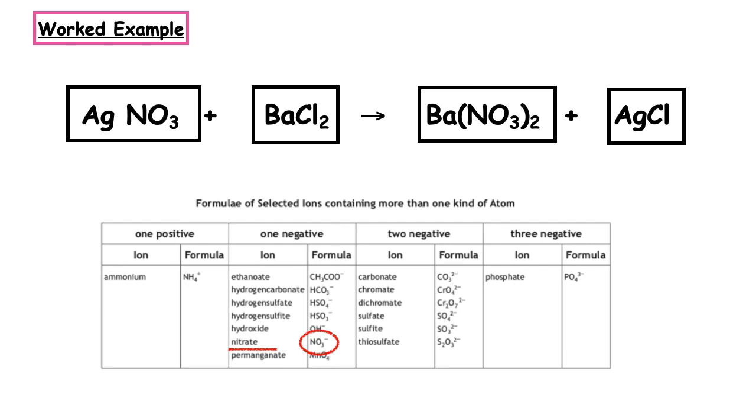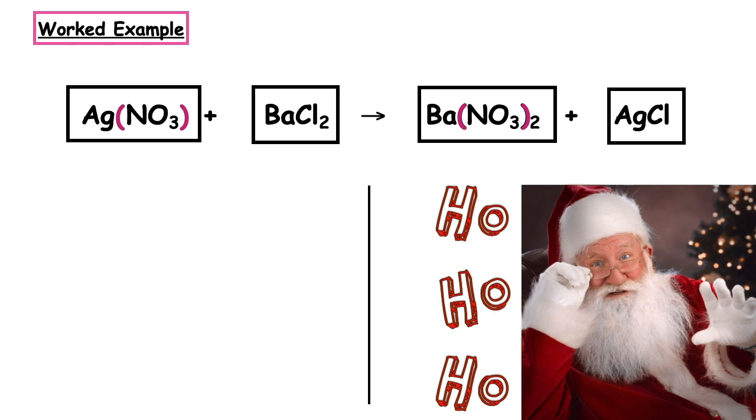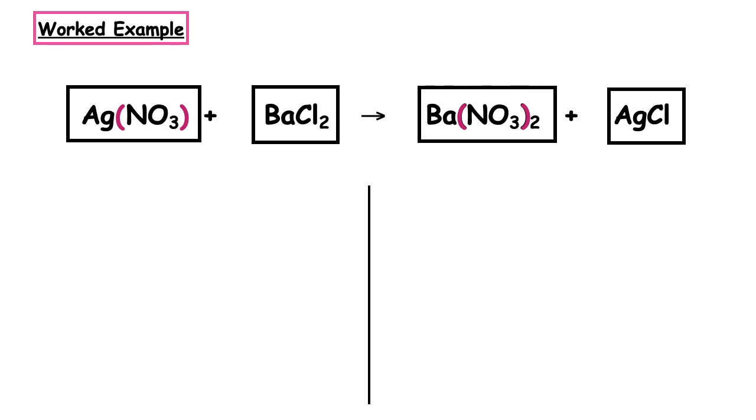On the left hand side, we put it in a bracket, and on our product side, we have already got that in a bracket. We write our shopping list. Remember, Santa says ho ho ho, so all other elements, then hydrogen and oxygen last. Silver has the formula Ag. The nitrate, even though it contains oxygen, is not an individual element, it's a group ion, so we keep that together. So we've got our NO3. Barium is Ba and chlorine is Cl. We mimic that on the other side.